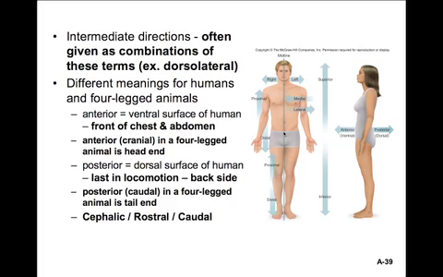We also have another couple of terms that come up for quadrupeds. Rostral versus caudal. Rostral is towards the nose end and caudal is towards the tail end. We also can use the term cephalic. Again, cephalic will always mean towards the head, whether we're referring to human anatomical position or the anatomical position of quadrupeds.